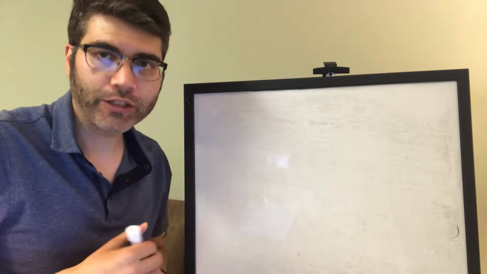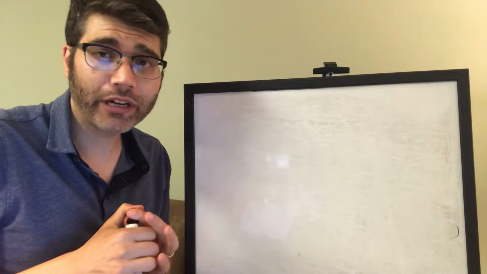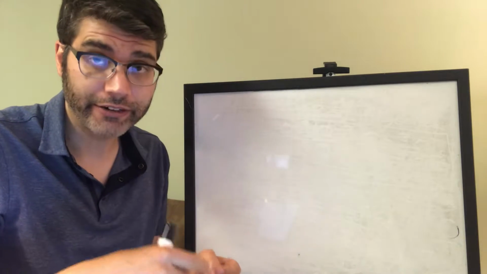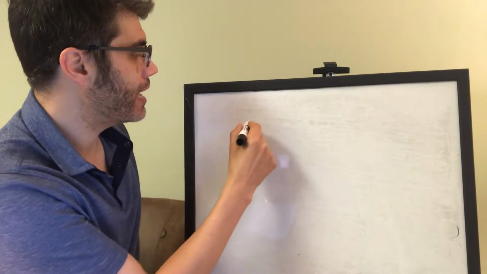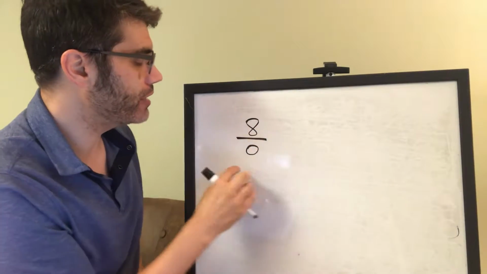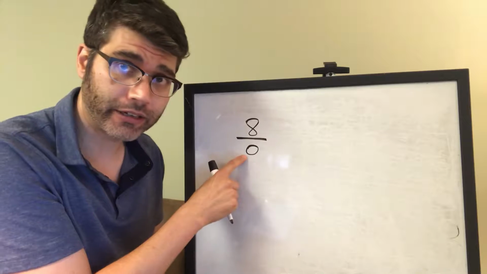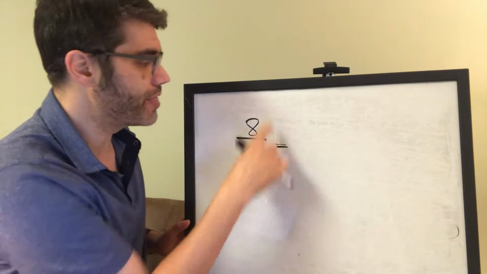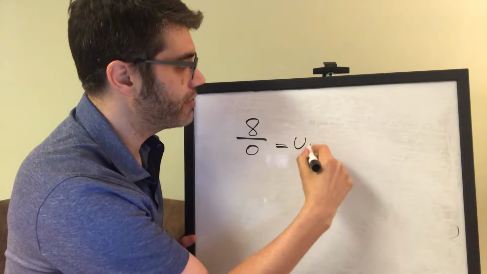I'd like to take a moment to talk about undefined expressions. An example of an undefined expression is where 0 is the denominator in a fraction. If we had 8 over 0, do you see that 0 is in the denominator? If 0 is in the denominator, that means that this expression is undefined.